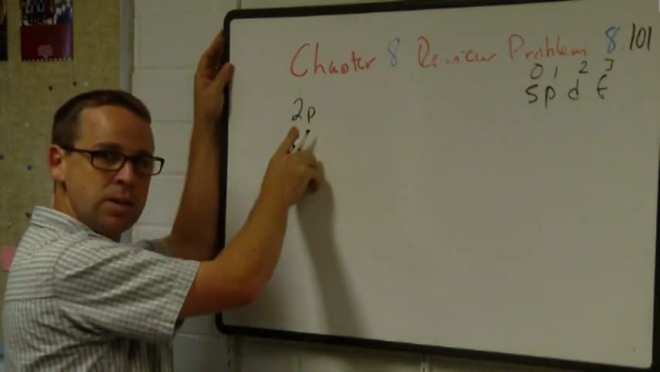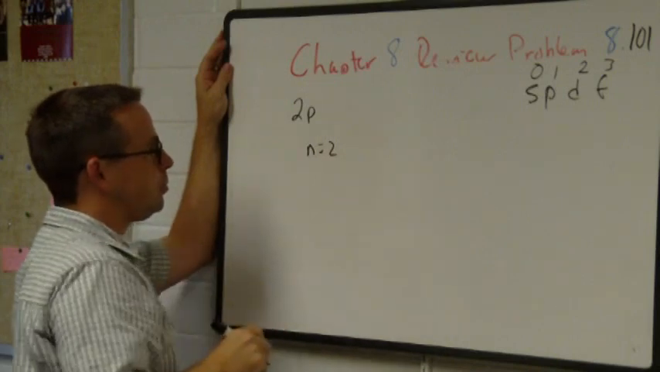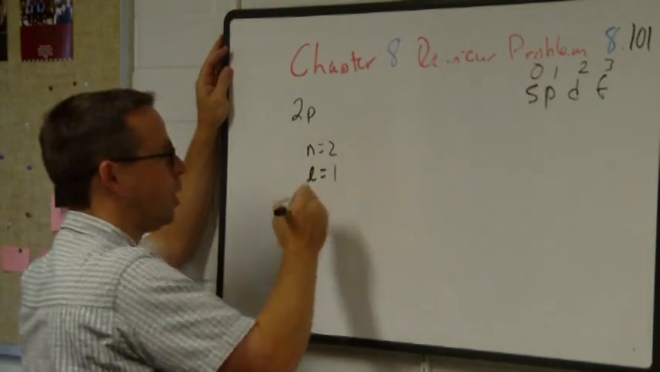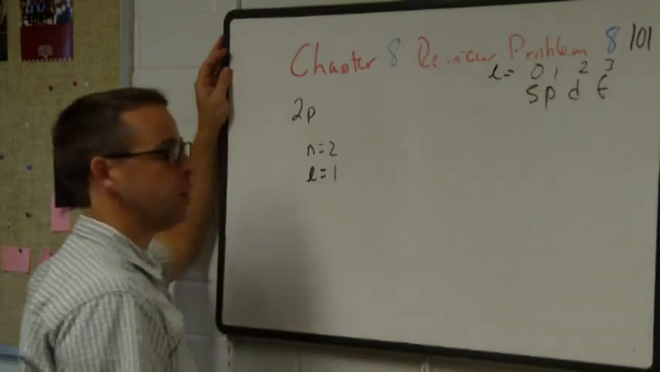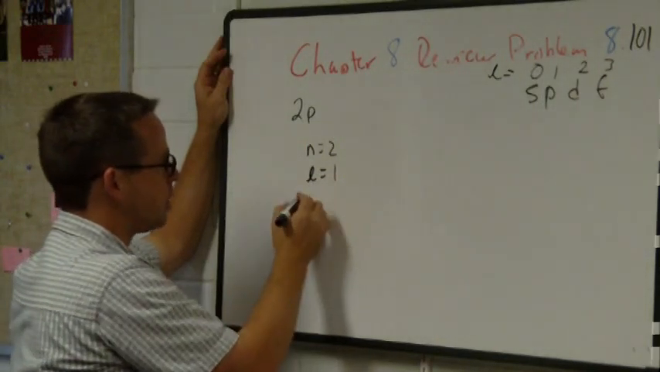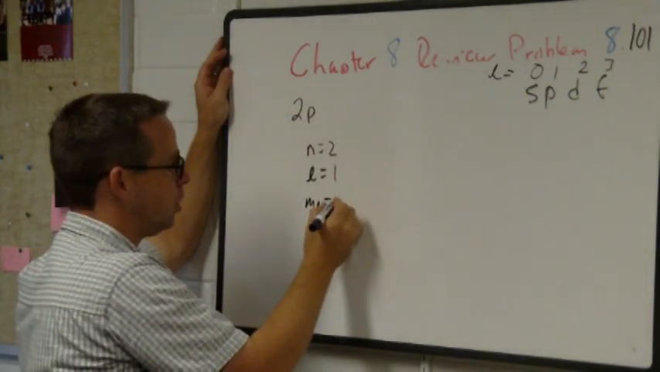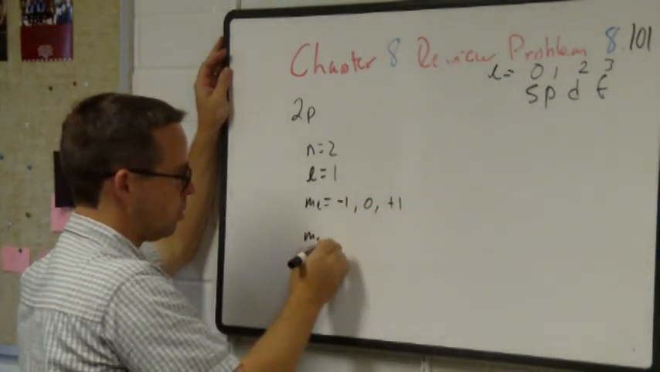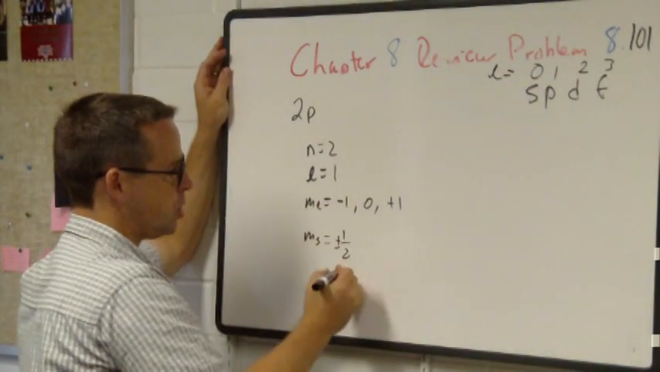Well, if this is 2, that means n equals 2. And if this is p, that tells us that l equals 1. These are the l values for our different orbitals. So if n equals 2 and l equals 1, that means m sub l could equal minus 1, 0, or plus 1. And then m sub s could equal plus or minus 1/2 for each of these.